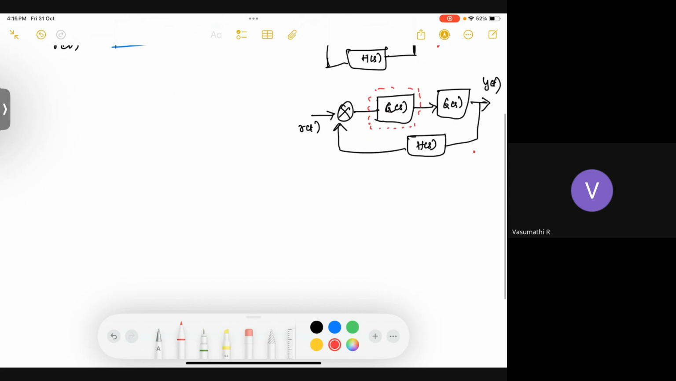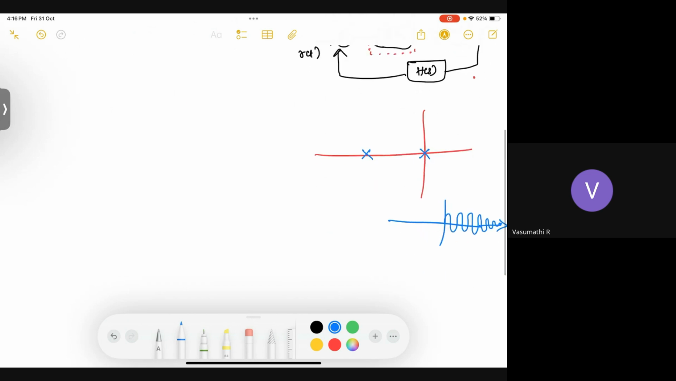For example, if I have a system like this, I'm taking a pole here, another pole here. So in this case, I want my response to be something like this. My response would have some oscillations because one pole is in the origin. It might converge or it might not. That we are not interested in right now. Since I have one pole at the origin, it makes the system marginally stable.